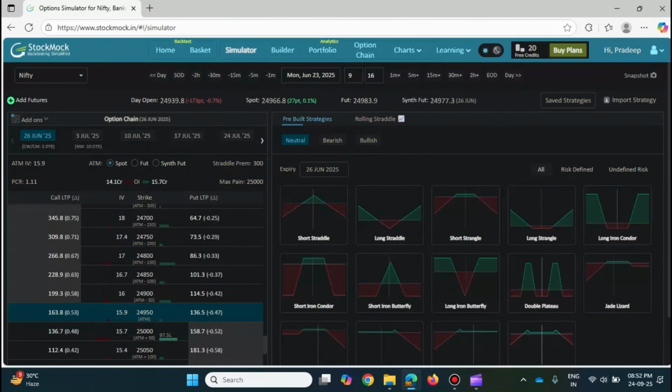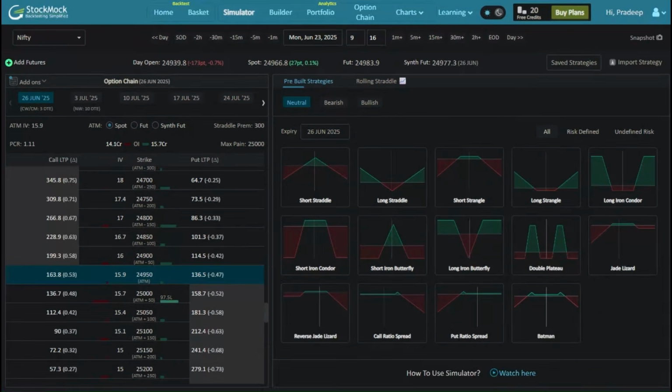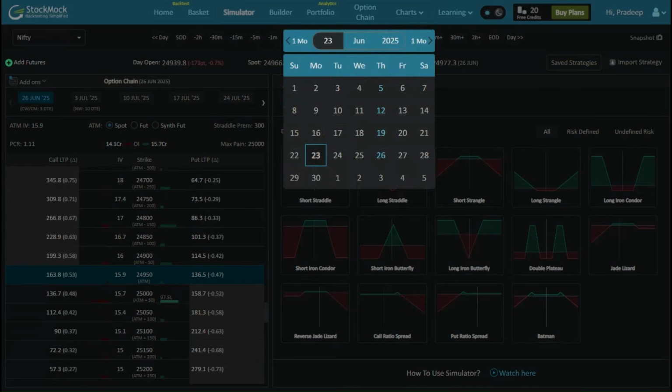So what we are doing, we are trying to do a July August calendar. Again, July we will be selling, August we will be buying. So we said 35 to 40 days to expiry. So what I have done, I have gone to June 23rd. If you can see my cursor, June 23rd. On June 23rd, I will try to do a July August calendar.